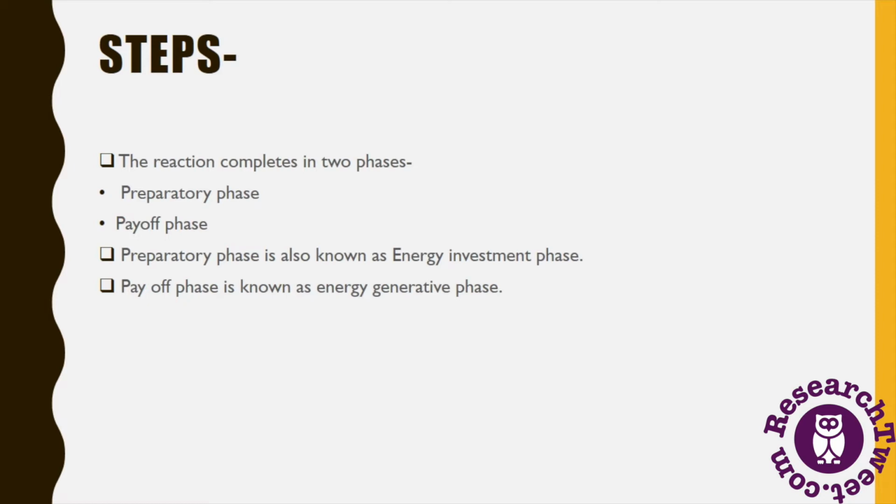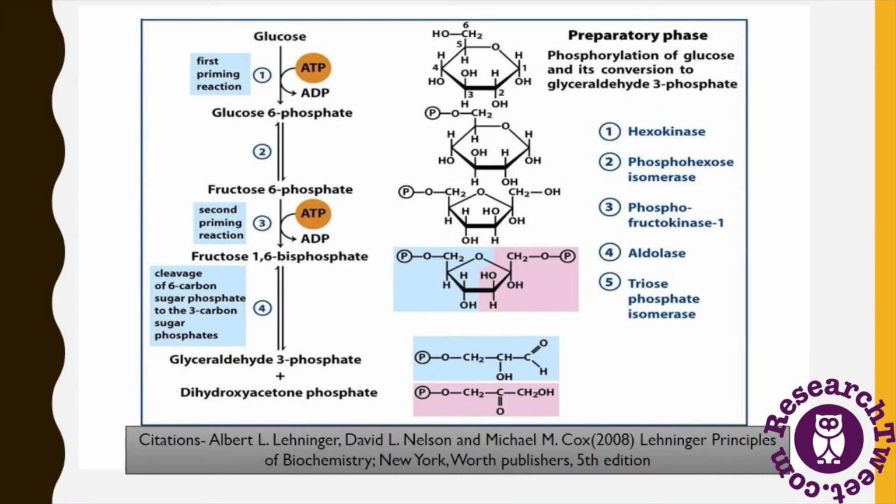The preparatory phase of glycolysis is also known as the energy investment phase. As the name indicates, in this phase the energy is invested into the reaction in the form of ATP. Another phase of the reaction is known as the payoff phase, also known as the energy generative phase. As the name indicates, in this phase of glycolysis the energy is generated in the form of ATP or NADH. So with the help of this diagrammatic representation, we will discuss both phases of glycolysis in brief.